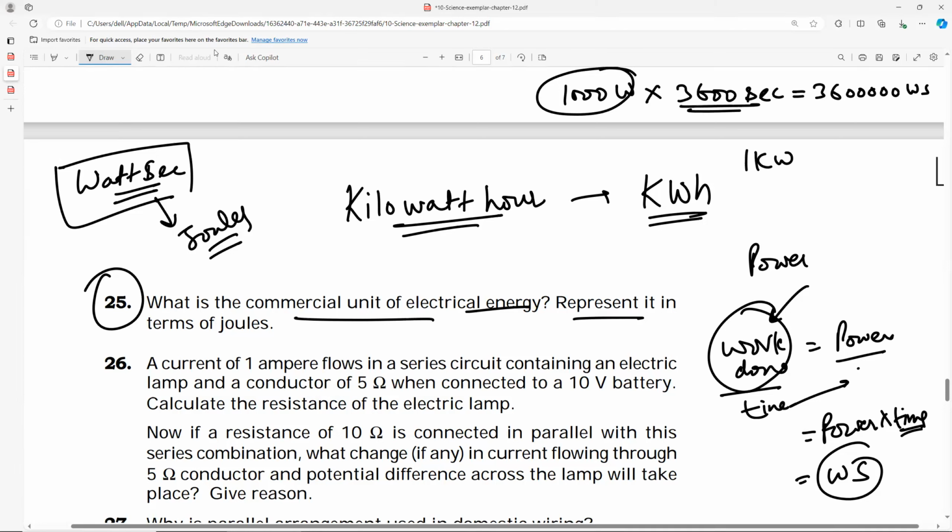times 1 hour. So 1 kilowatt hour is equal to watt second, which means joules. So you can write it as 3600000 joules. That would be equal to 3.6, if you place the decimal here, 6 digits, it will be 10 raised to 6, 3.6 into 10 raised to the power 6 joule. 1 kWh is equal to this.